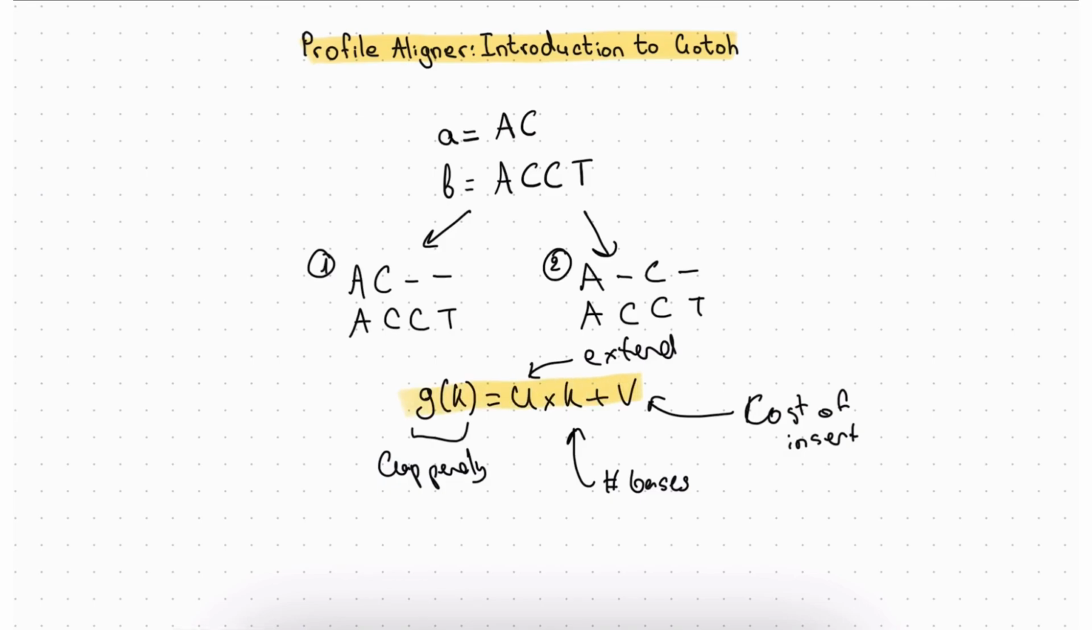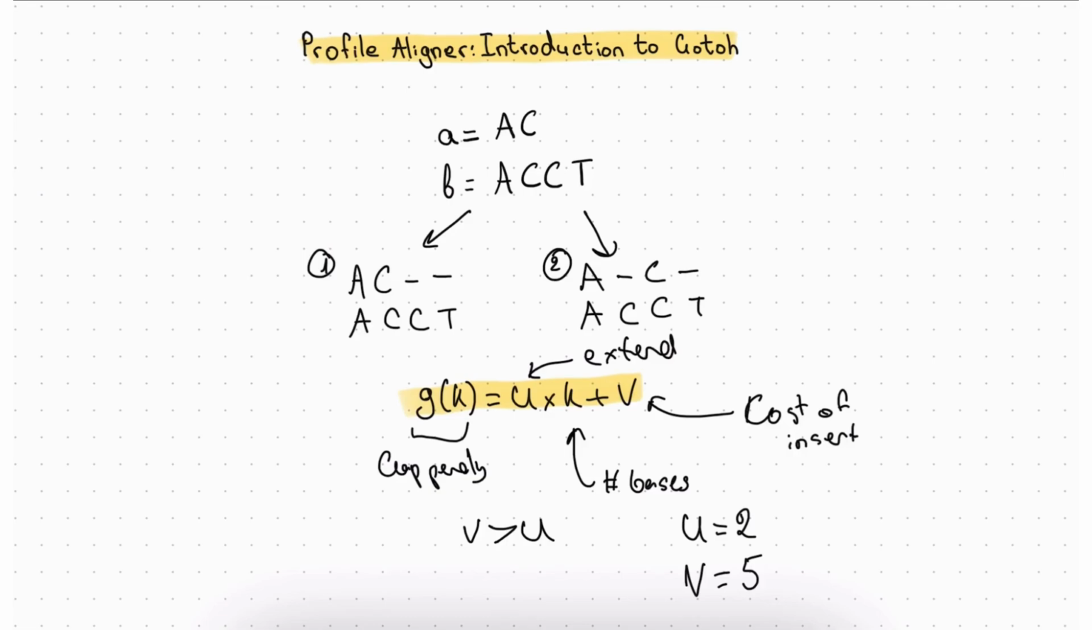And the way this algorithm would work is by setting the gap insertion cost to be greater than the gap extension cost. Now these two parameters are subject to optimization, but for the purposes of this video, we'll set parameter u to be equal to 2 and parameter v to be equal to 5. Now let's calculate the gap penalties for each alignment.